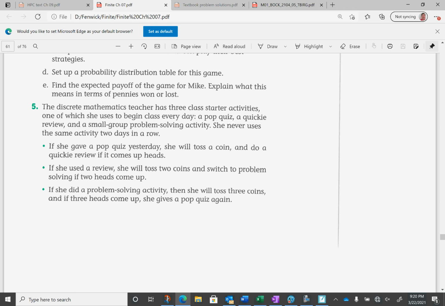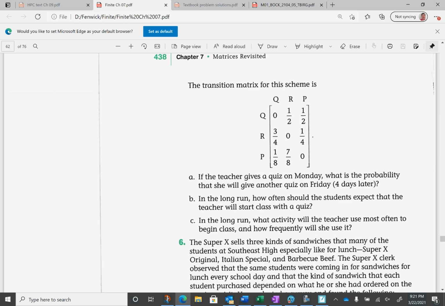If she used a review last class, she will toss 2 coins and do the problem solving activity if both of them come up heads. If yesterday was a problem solving activity, then she's going to throw 3 coins in the air, and if all 3 of them come up heads, we're going to take a pop quiz. And again, thank you, authors of the book, here's the transition matrix. So then, if the teacher gives a quiz on Monday, what's the probability that she will give another quiz on Friday? Mind you, that's 4 days later.